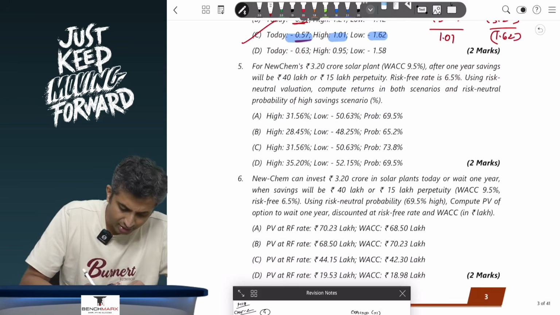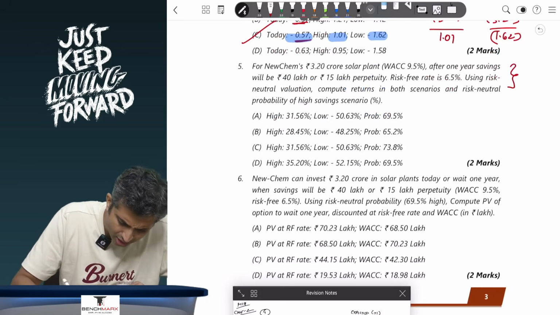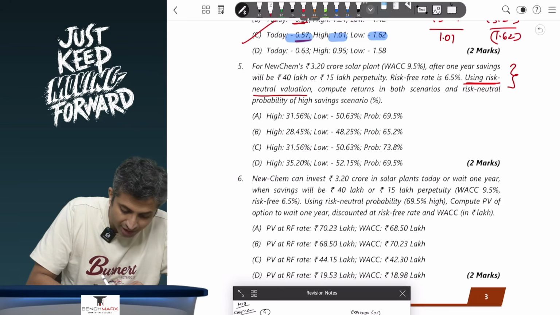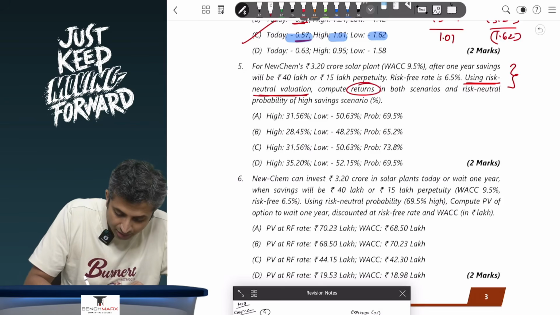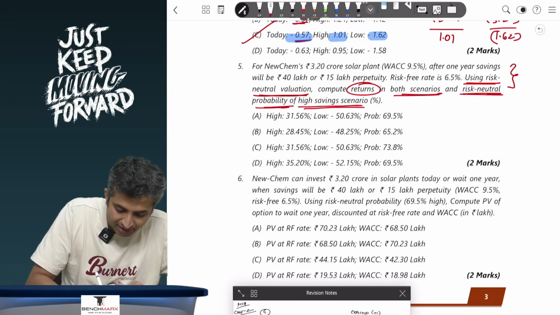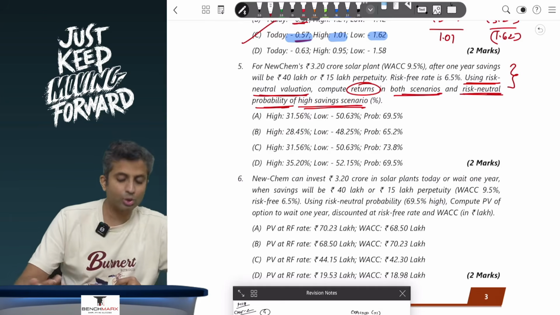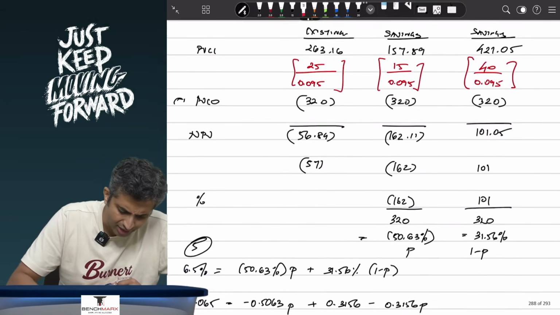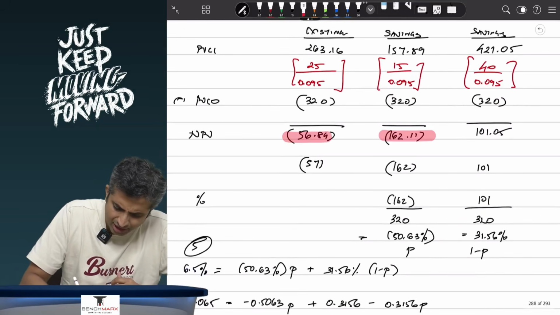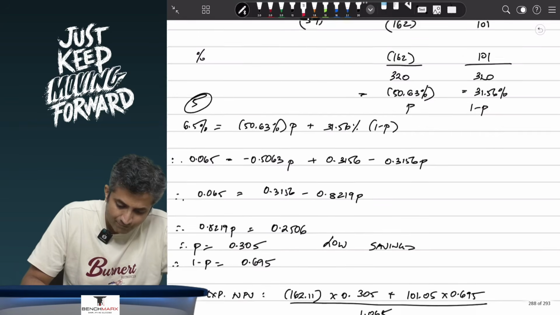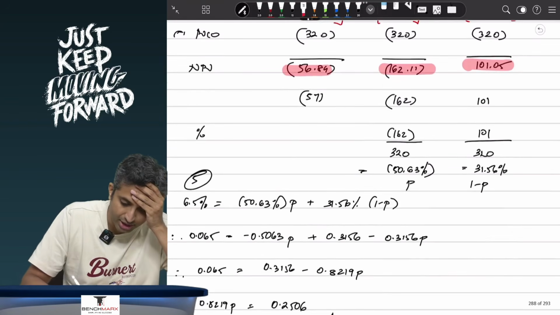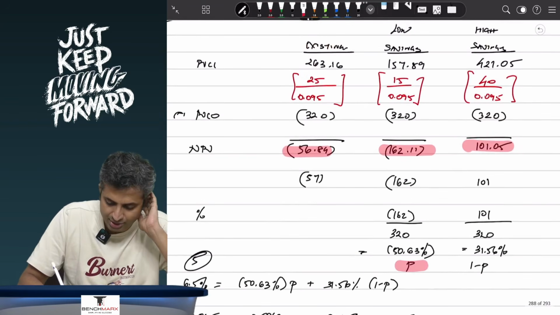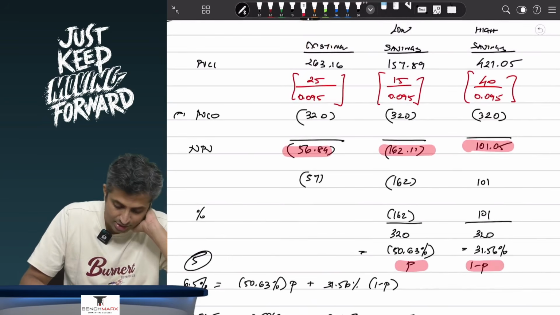Okay, next, again the same literature is written over here. Using the risk neutral valuation, compute the returns in both scenarios and the risk neutral probabilities of the high saving scenario. Now, the way institute usually does over here is, if I review, I will get this situation where I have these negative and positive NPVs. And I will say, what is the probability of this going up? We'll say this is P. What is the probability of this going down? Which is 1 minus P.